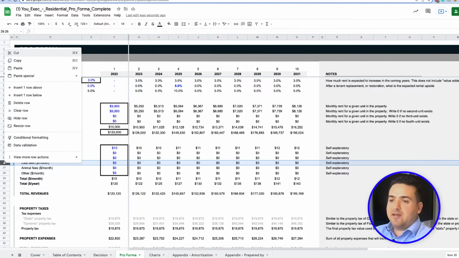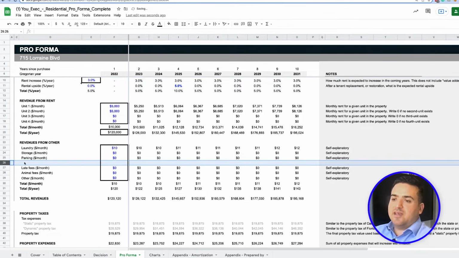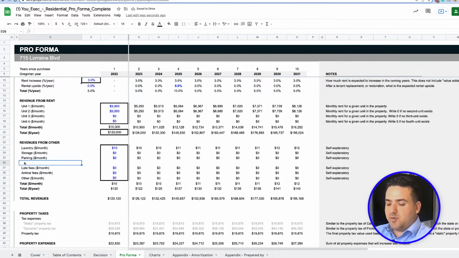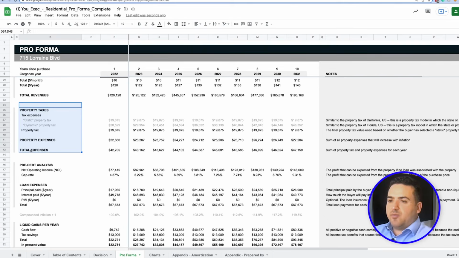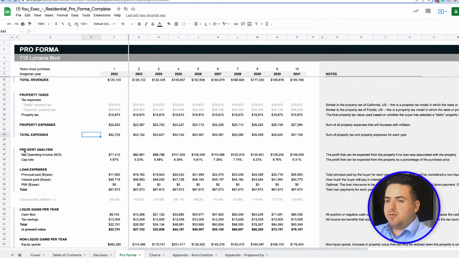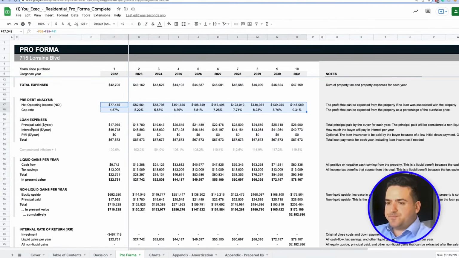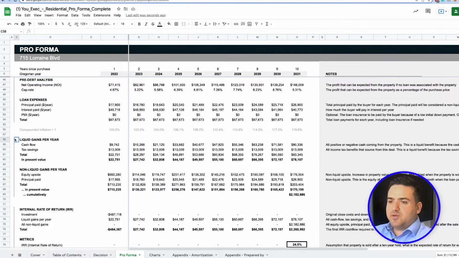And if you want to add any particular revenue source, you can again enter a row somewhere in the middle and enter those values. Here is the property tax section where we calculate what is going to be your property tax, whether or not you have a static or dynamic model. And lastly, we're going to calculate your net operating income and your cap rate for all the years for the next 10 years. All of those numbers will go into this section here, which we call the liquid gains per year.